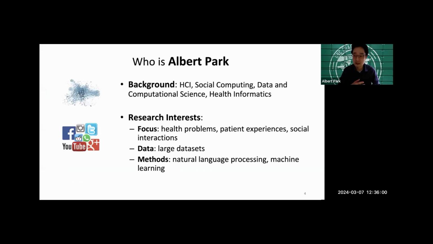My background is in HCI, social computing, data and computational science, and health informatics. My research is about understanding patients and their health problems, health concerns, patient experience, and social interactions, using data mainly from online environments, such as social media and online communities. I apply computational methods such as natural language processing and machine learning to figure this out. Now I am focusing on turning this into digital, AI-based interventions.